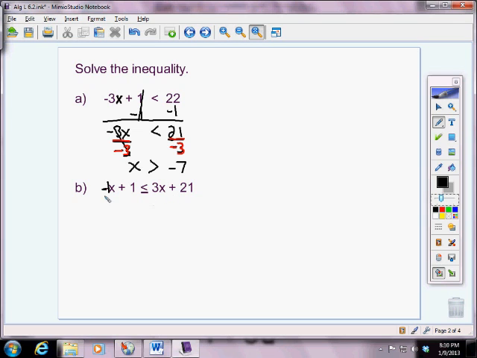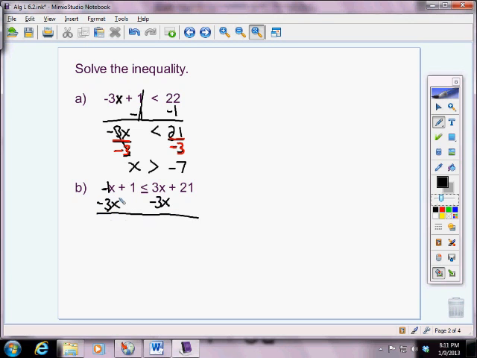You can move either x. You can get rid of the negative 1x by adding 1x to each side. You can get rid of the 3x by subtracting 3x from each side. With inequalities, I like having the variables on the left side. So even though it might work out the numbers a little easier to add 1 to each side, I'm going to get rid of the 3x. I get rid of it by subtracting it from each side.